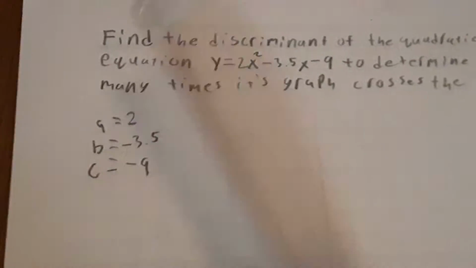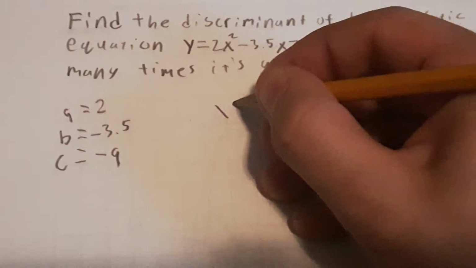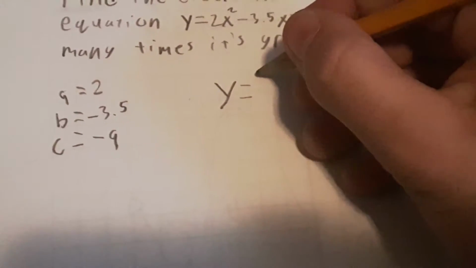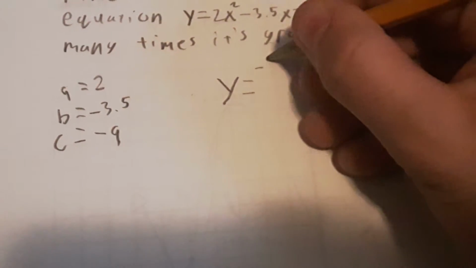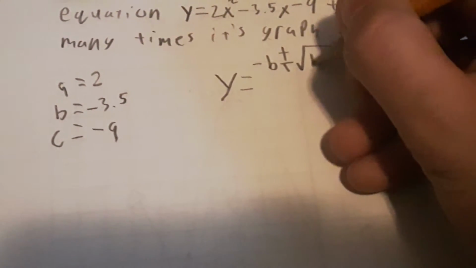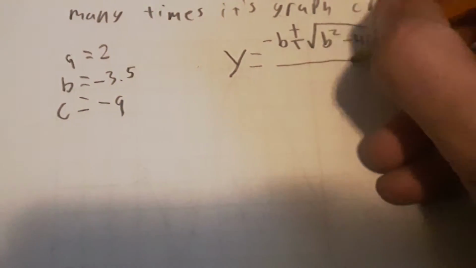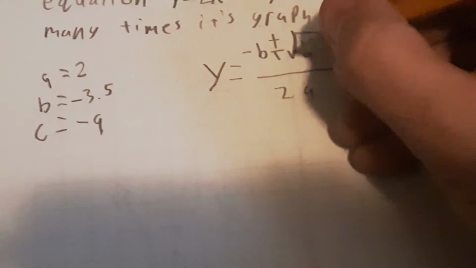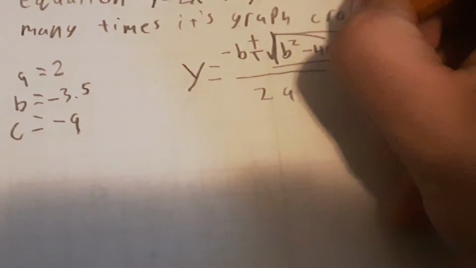Now that we know all three of these, we can use the quadratic equation to figure out the discriminant. The quadratic equation is y equals negative b plus minus square root b squared minus 4ac over 2a. But when you find the discriminant, all you need is this small chunk. Just this small chunk. So we will rewrite this chunk down here. It is b squared minus 4ac.